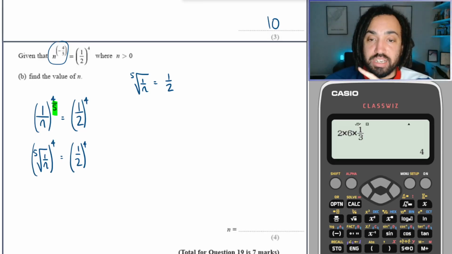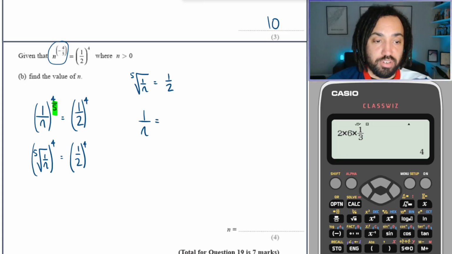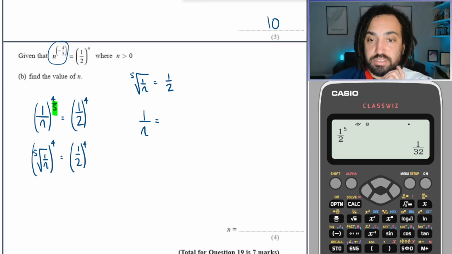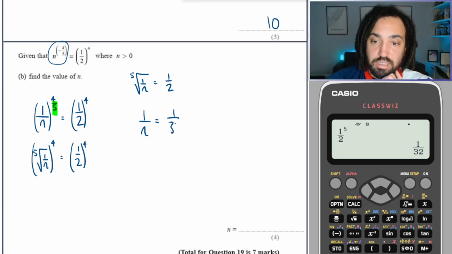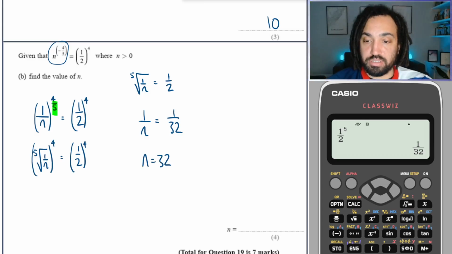Okay, and now what we can do is we can raise each side to the power 5, which will then cancel the 5th root, and 1/2 to the power 5 is 1 over 32, I believe. Let's have a look. Perfect. Great, so flip both sides over, n is equal to 32.